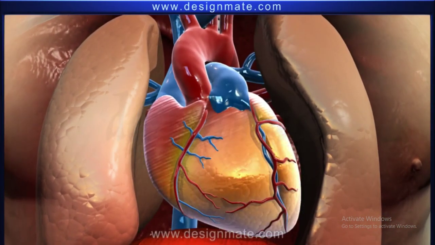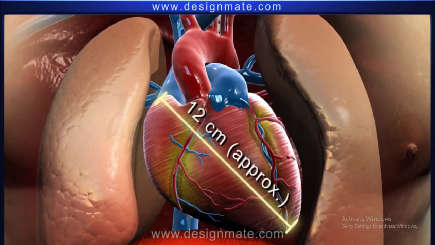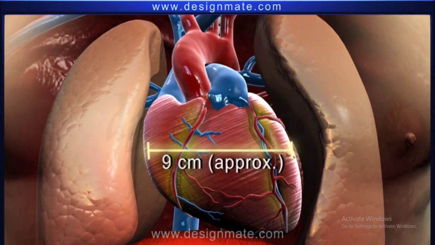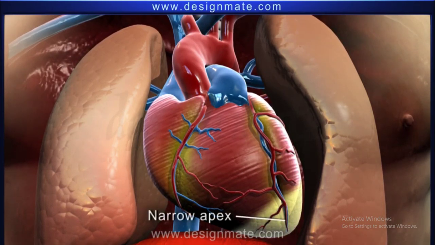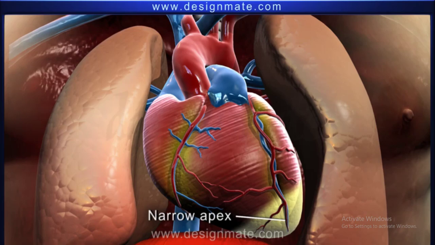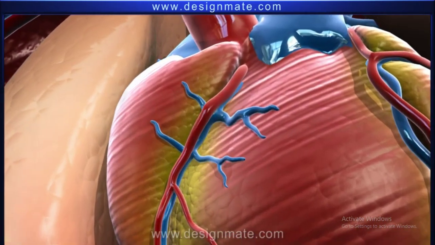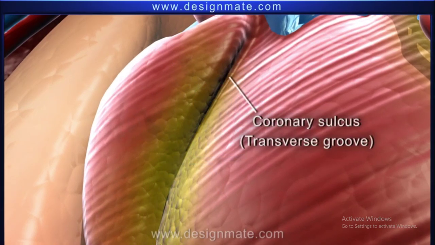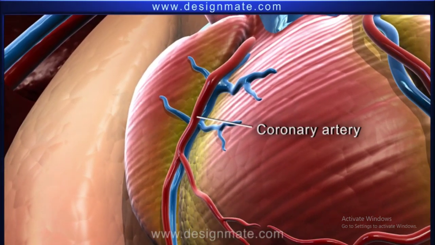The heart looks like a blunt cone, 12 centimeters in length and 9 centimeters in width at the broadest point. Its narrow apex is directed downwards, inclined to the left. There is a transverse groove called the coronary sulcus. Here we find the coronary artery through which the heart muscles receive blood.